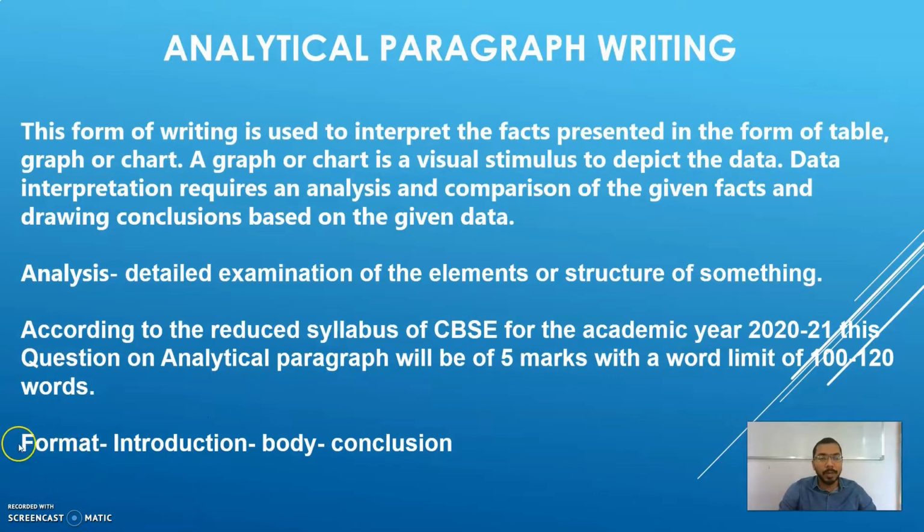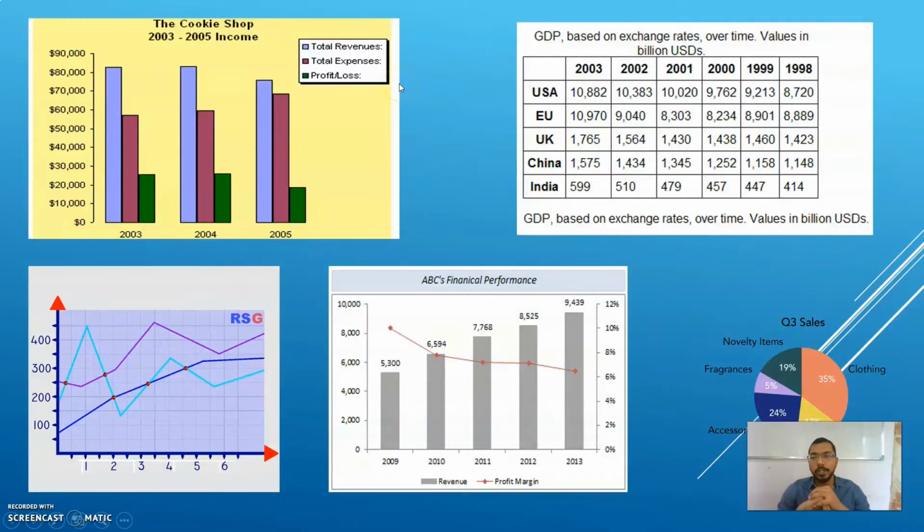Now what is the format? See the last line of this slide. Introduction, body, conclusion. This is how you write the analytical paragraph. The first 2-3 lines will be the introduction, then you will write the body. The body could be divided into 1 or 2 paragraphs according to your need, and the last 3 or 4 lines will be the concluding lines. See on your screen, you can see various types of diagrams.